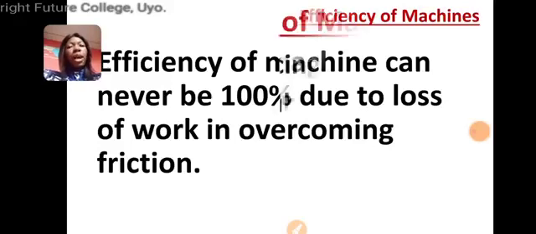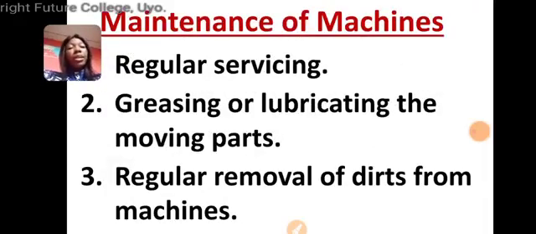Okay, we are going to be talking about maintenance of machines, how you care for your machines so that they last longer for you. The first one is regular servicing. It's important that you service your machines regularly. This is to do what? Avoid damage, or avoid creating problems for yourself. It's good to service it whether they are faulty or not. You don't have to wait till your machine develops a fault before you service. You service it often.